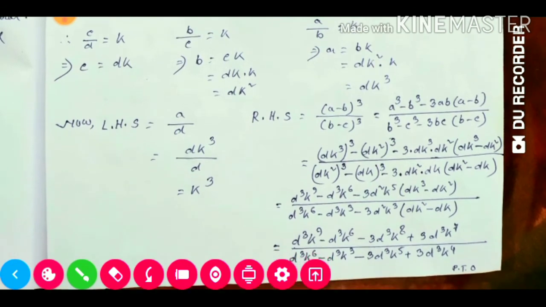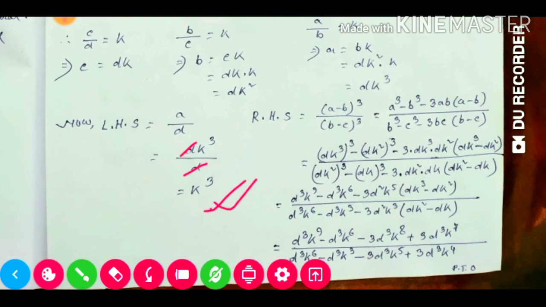So the a value we just got from here, a is equal to dk cube. And down is d. The d value, nothing is there, so same to same will remain. Now here this 2 will cancel. D one time, and here also 1 time will be cancelled, so k to the power cube will remain. Now the right hand side.